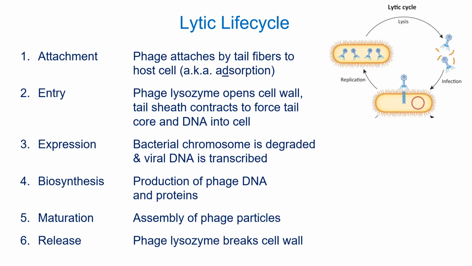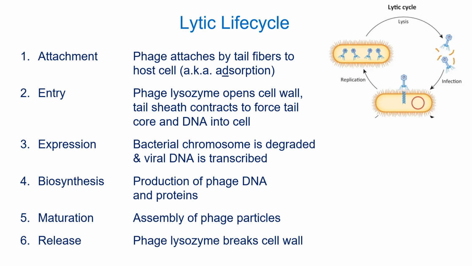To recap, the lytic cycle begins with the attachment of the phage to the surface of the host cell. And this is also known as adsorption. If you're taking anatomy and physiology, you know ad means towards, so things are coming together. It also refers to things sticking together. Next, we have entry of the DNA into the host cell, and this is accomplished by a couple steps. So first we have lysozyme that's going to be secreted into the periplasmic space where it will break down the peptidoglycan. Next, that tail sheath is going to contract and force the core of the tail into the cell, and DNA is going to be injected through that hollow tube.